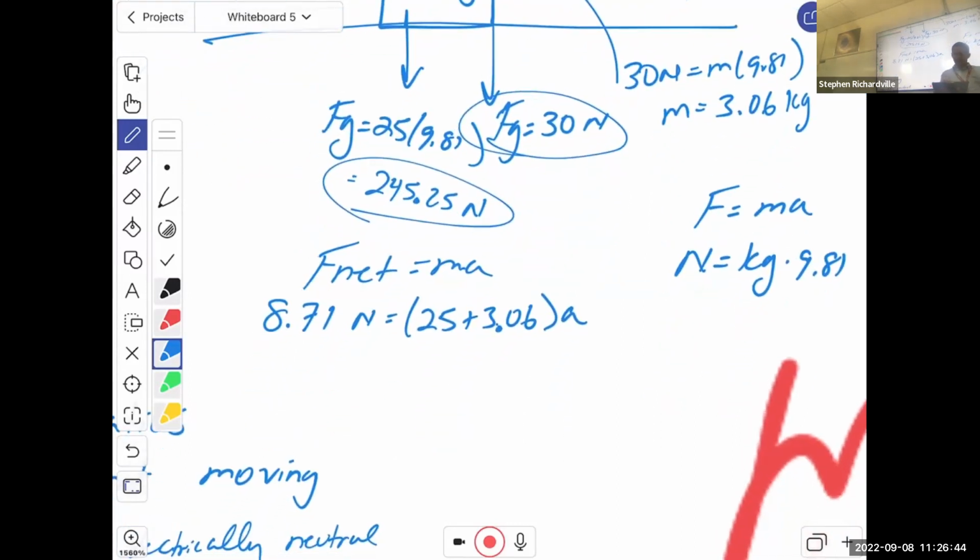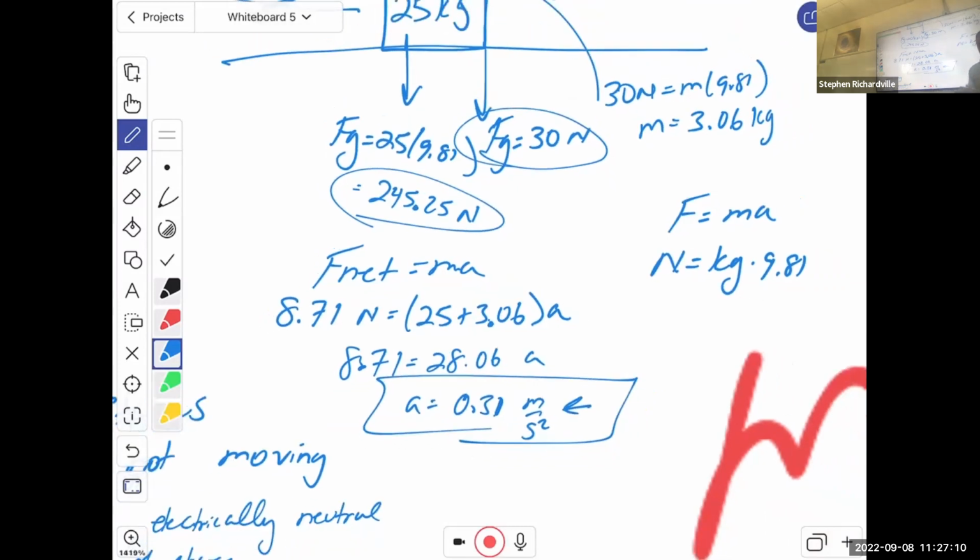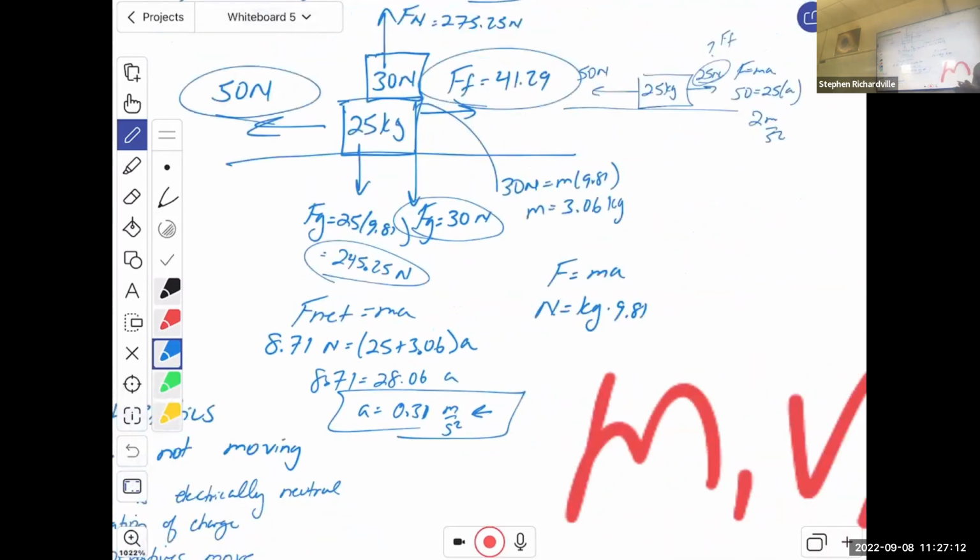Now that I do 8.71 divided by 28.06, 0.31. That's when you hope that's what's on the key. Otherwise, and it's going to go left. The 50 is going to win. But the point of this lesson, again, building, was trying to figure out what friction was.